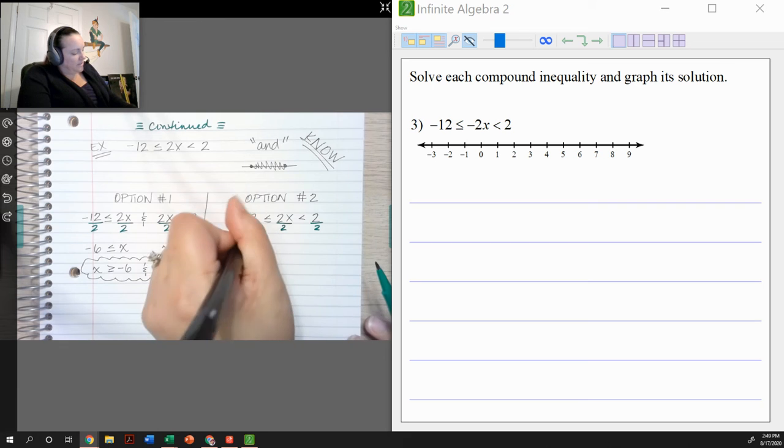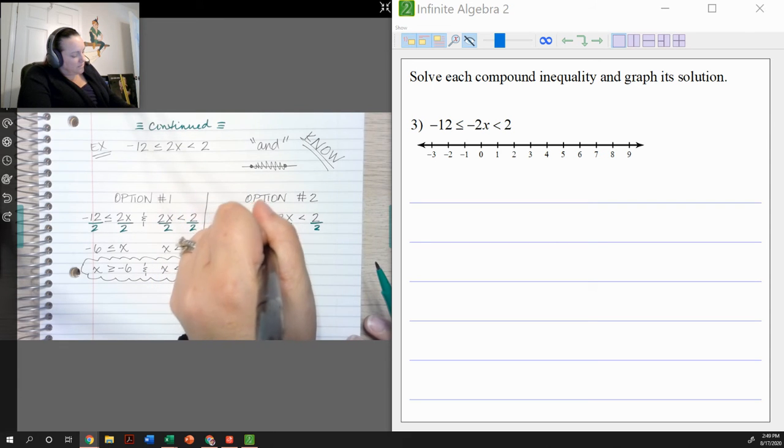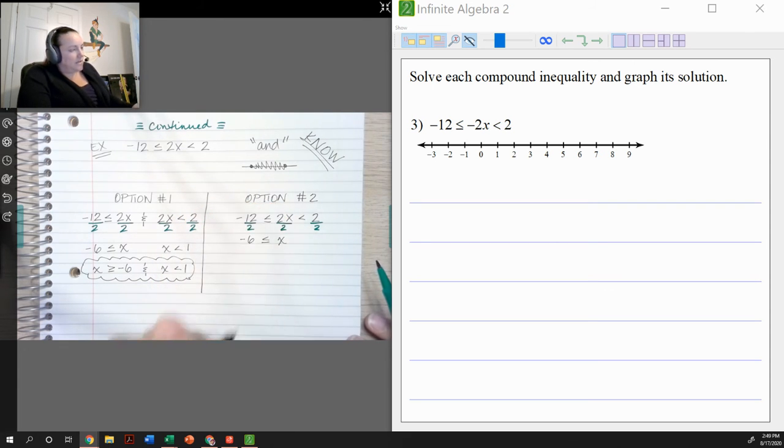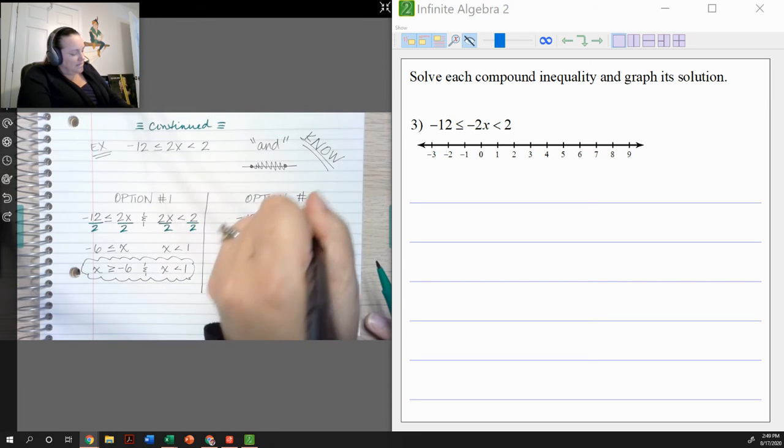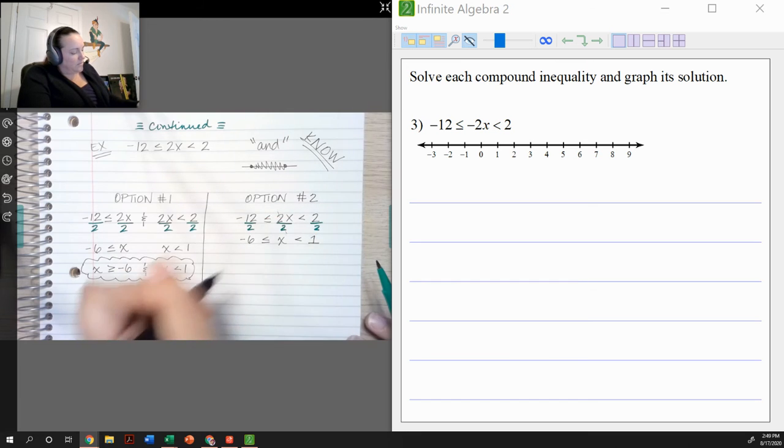So negative 12 divided by 2 is negative 6. Bring down the less than or equal to x because the 2's eliminate. Less than 2 divided by 2, 1.